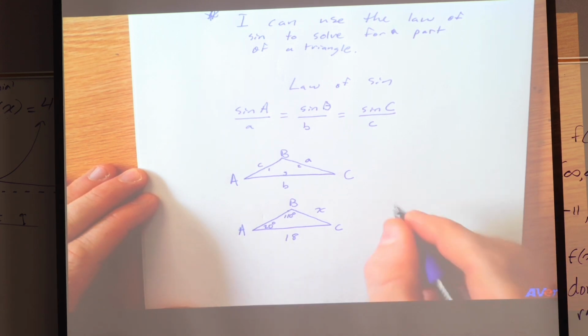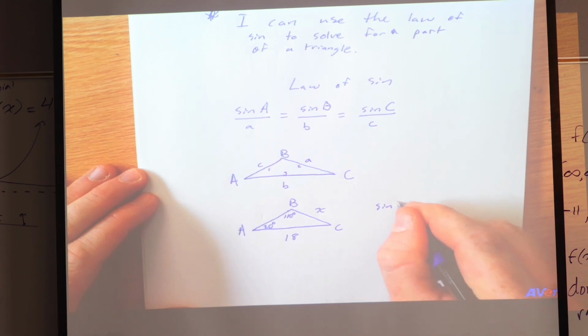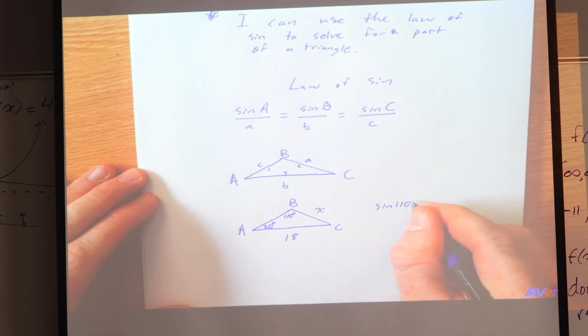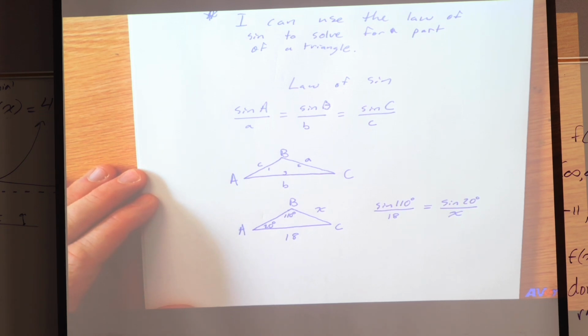We're going to say sine of B, which is that 110 degrees, over our 18 equals the sine of A, which is our 20 degrees, over x. Okay? Now, the next example that I give my students, I drop my a, b, and c, and they're like, oh no, which one is which?